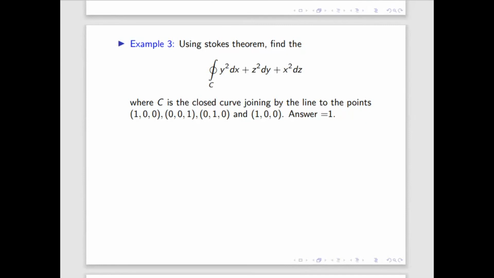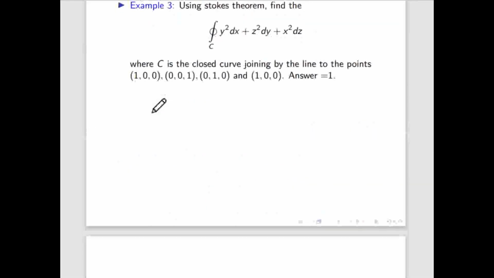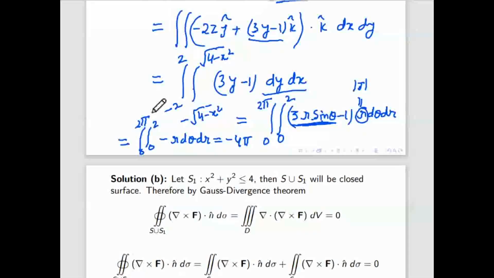Okay, I'm stopping here. After this, 2-3 problems are left: example 3, example 4, and one more, the part C of this same problem. We will see that in the next class.